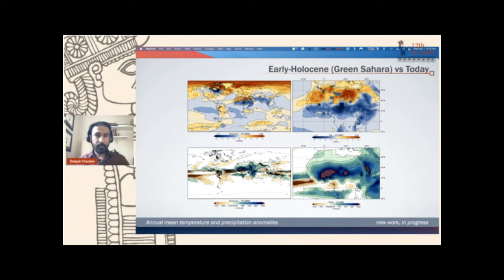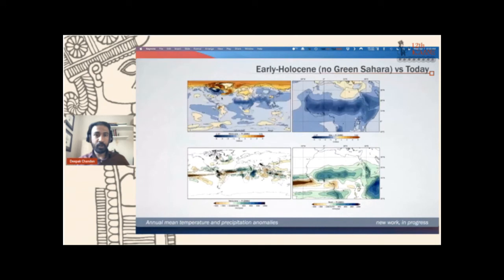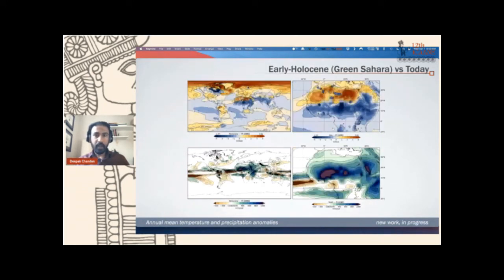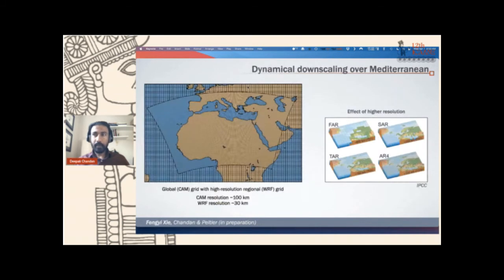Again, there is a lot of warming over the Northern Hemisphere because of interesting teleconnection effects that are subdued when the Green Sahara, as I show here, is not included. Anyways, I'm going to quickly move to our effort with dynamical downscaling.